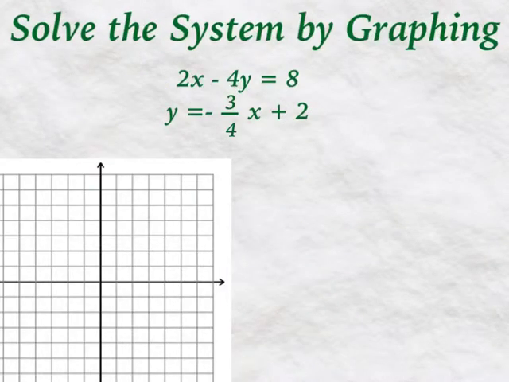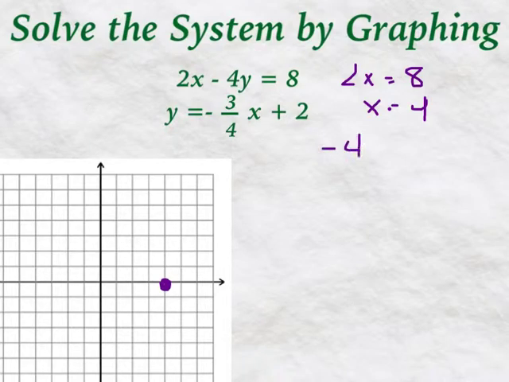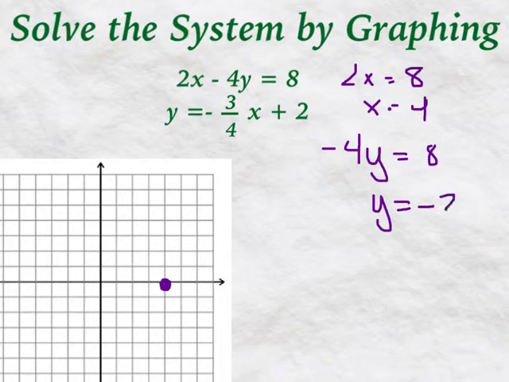Solve the system by graphing. Our first equation is in standard form, which we use to graph our intercepts. If 2x equals 8, then x equals 4. That's my first intercept. 1, 2, 3, 4 on my x-axis. And if negative 4y equals 8, then y equals negative 2. And that will be my point on my y-axis. I then can connect the line through.